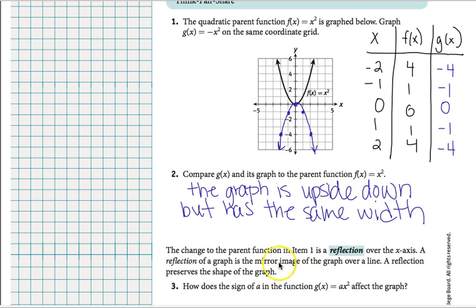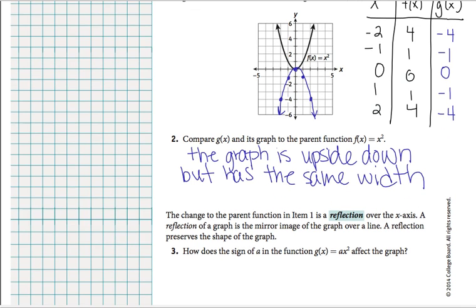Above number 3, it tells us that the change to the parent function is a reflection over the x-axis. It's important when you list a reflection to tell what you're reflecting it over, just like it's important with a vertical stretch or shrink to say the factor of the stretch or the shrink. So this is a reflection over the x-axis, which basically means it's a mirror image over the x-axis. It's like we flipped it upside down. It preserves the shape of the graph. That's what I meant when I said that it had the same width.